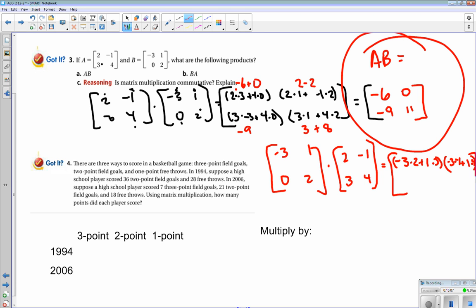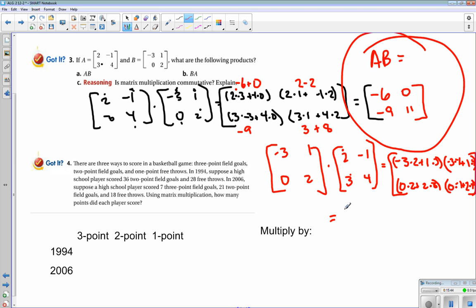Okay. So now bottom gives us 0 and 2. So 0 times this 2 plus 2 times 3. And then last but not least, we get 0 and 2, but we're going to go times negative 1 and times 4.